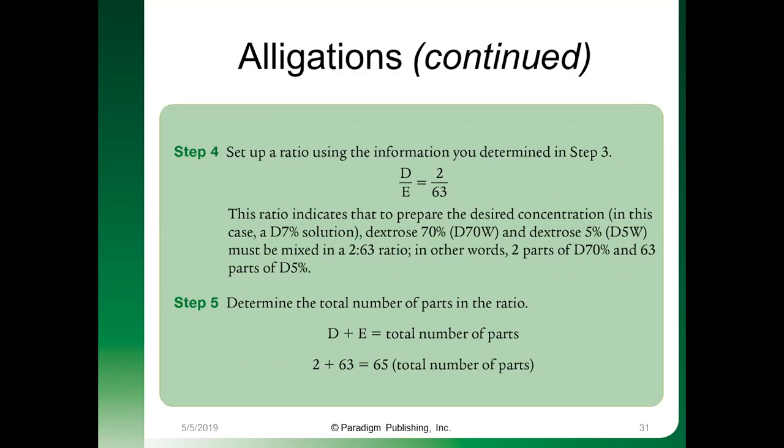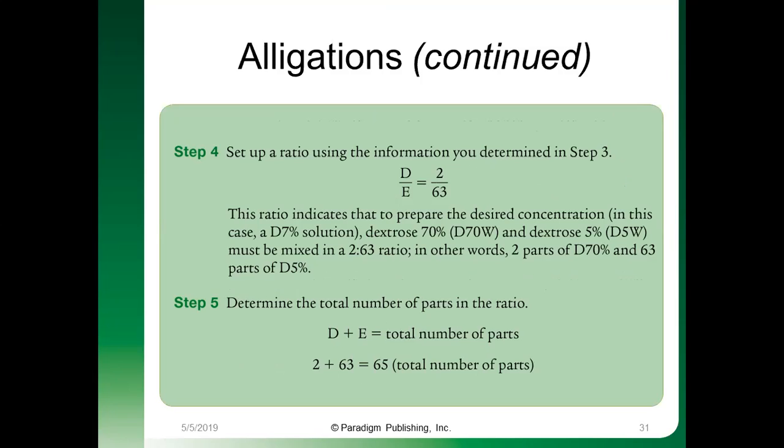So set up the ratio using the information you determined. So 2 over 63. This ratio indicates that the desired concentration, dextrose 70% and dextrose 5%, is a mix of 2 to 63 parts. In other words, 2 parts of 70% and 63 parts of D5W.